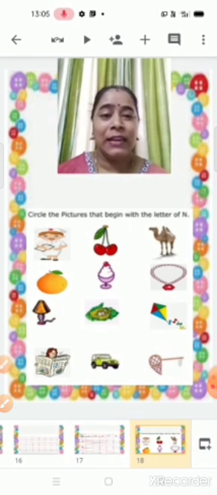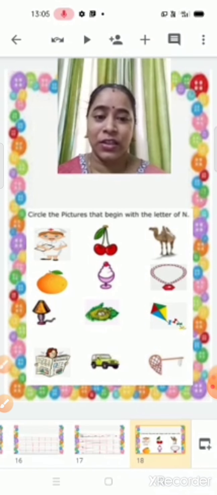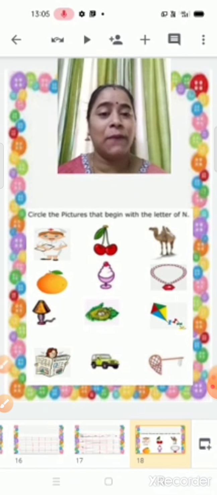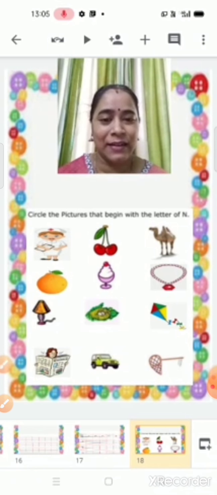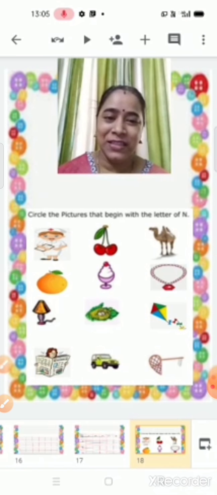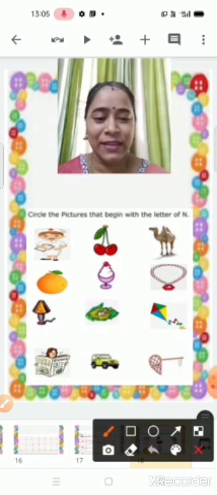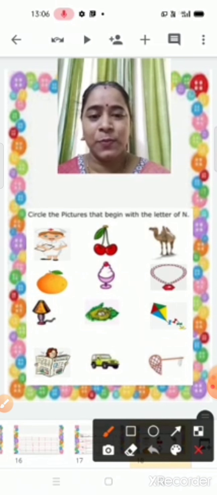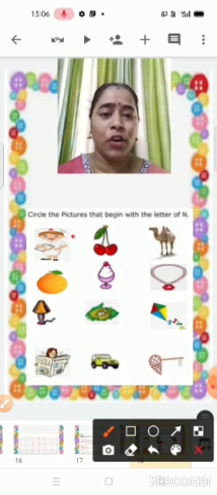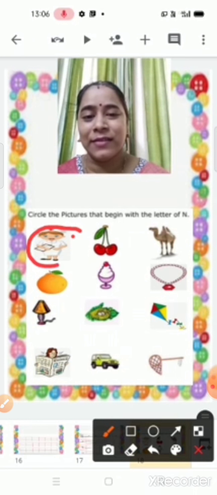Now, children, let's have a quick recap. Now, here in this worksheet, what we have to do? We have to circle the pictures that begin with the letter N. Okay, children? So, first one, which picture is this? N for nurse. Yes, N for nurse. So, we are going to circle nurse.